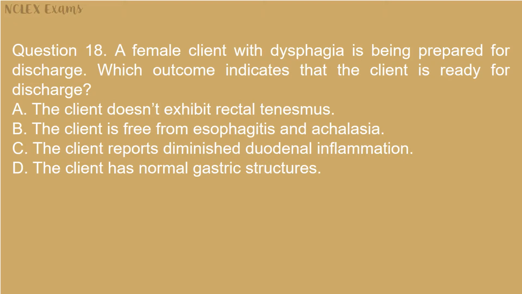Question 18. A female client with dysphagia is being prepared for discharge. Which outcome indicates that the client is ready for discharge? A. The client doesn't exhibit rectal tenesmus. B. The client is free from esophagitis and achalasia. C. The client reports diminished duodenal inflammation. D. The client has normal gastric structures.